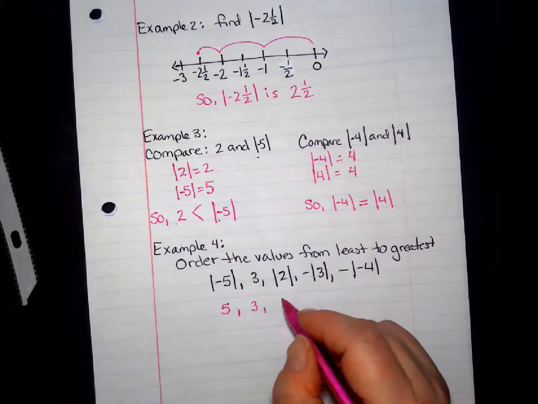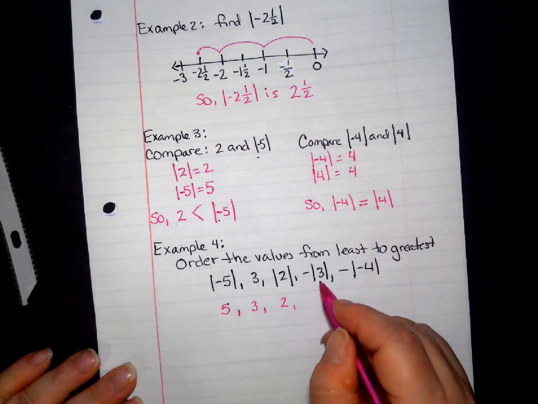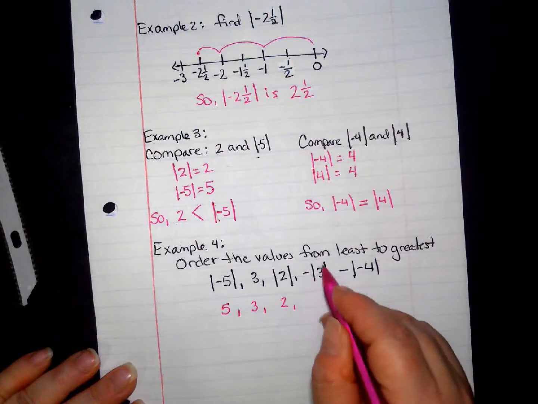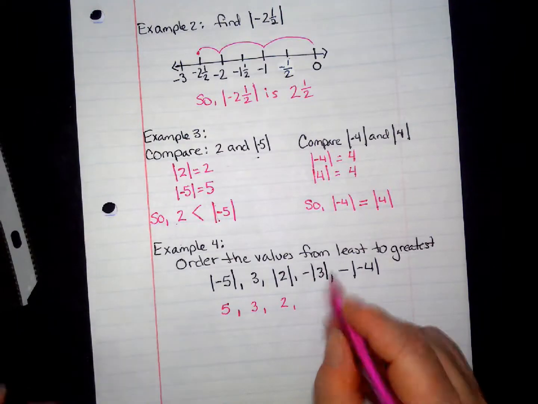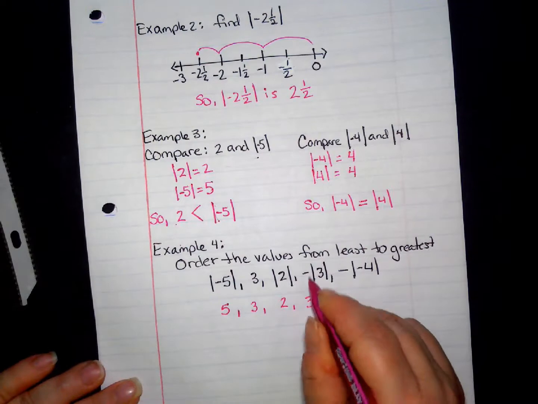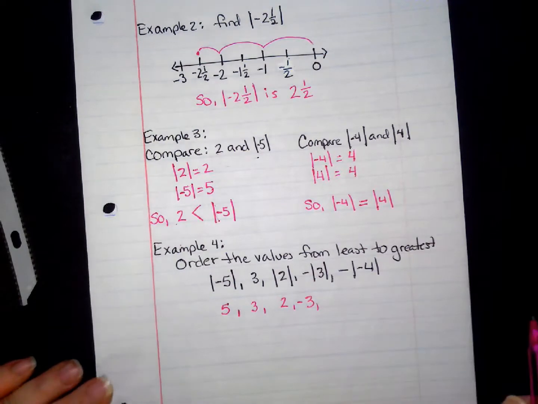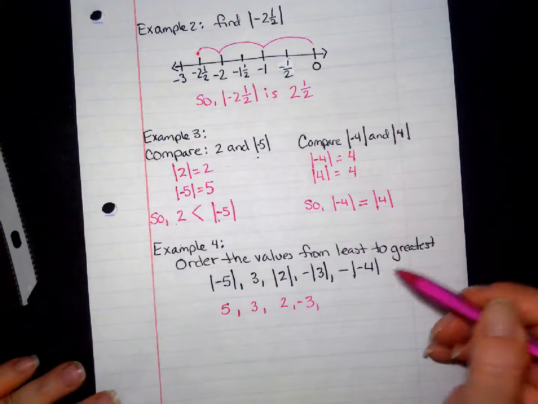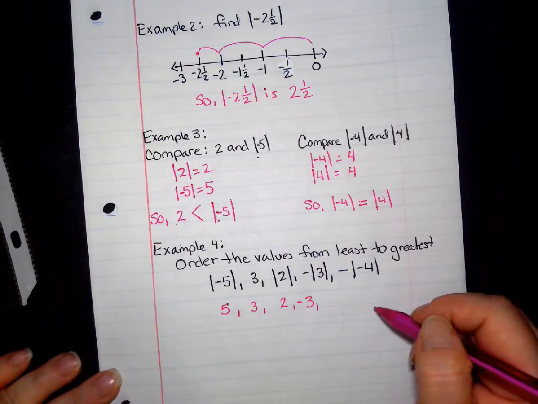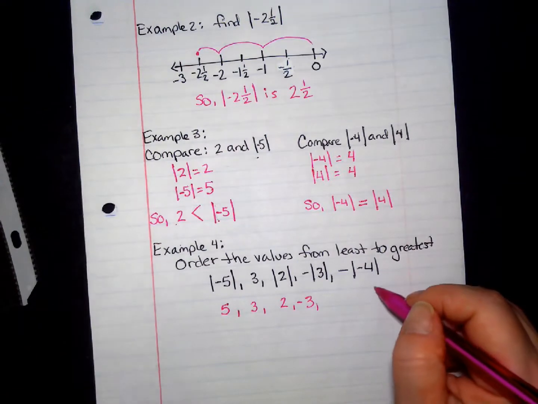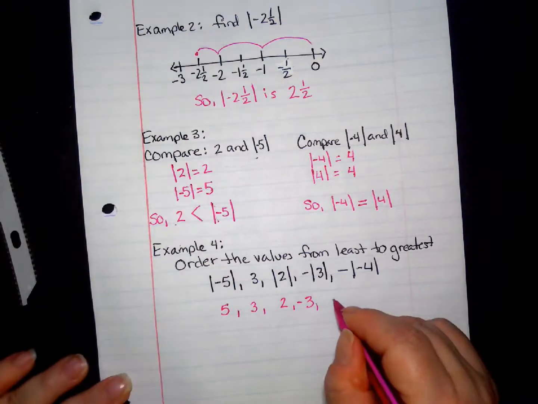Okay, for this guy, I find the absolute value of 3. 1, 2, 3. And I keep the negative that's in front of it. Okay, and then for this guy, I find the absolute value of -4. From 0 to -4 is -1, -2, -3, -4. So that's 4. And again, I'm going to keep the negative in front of it.